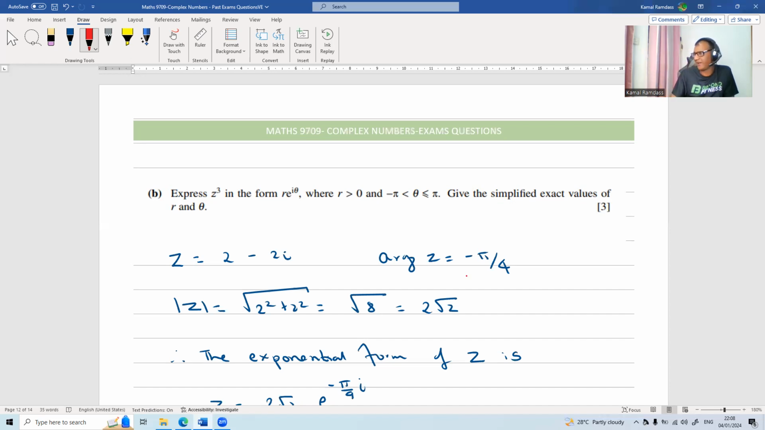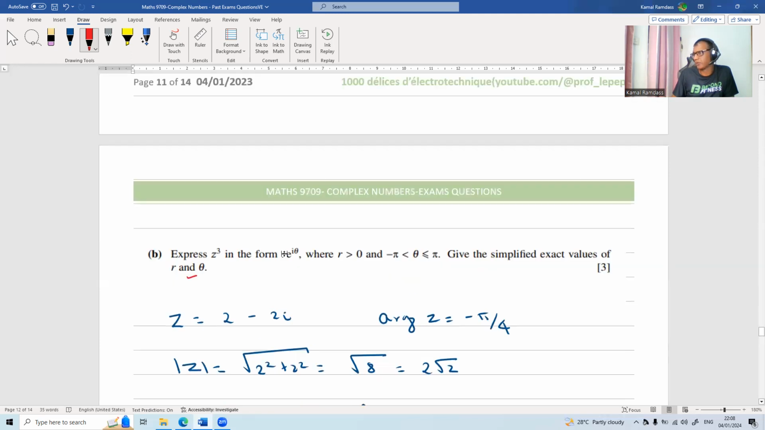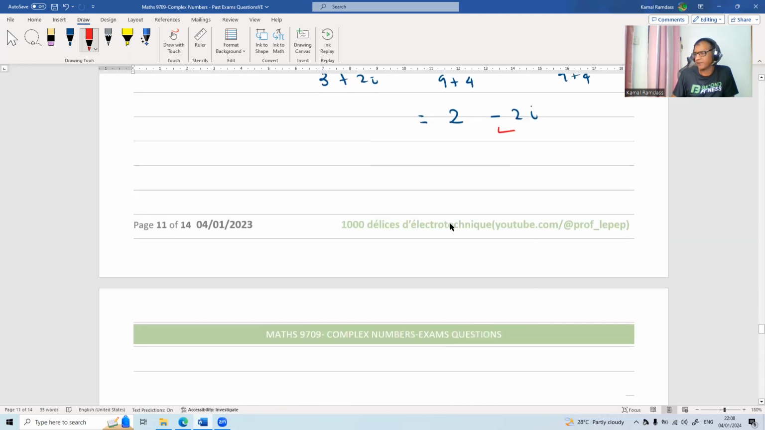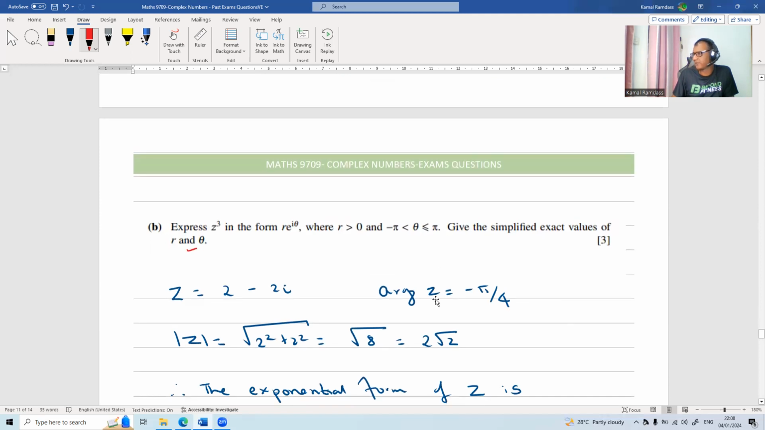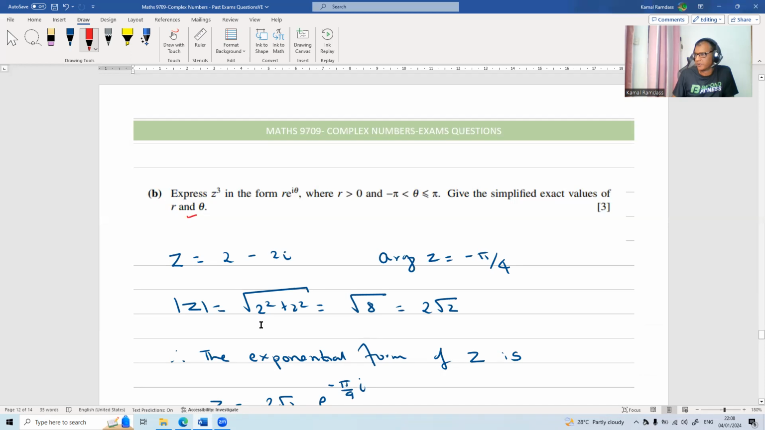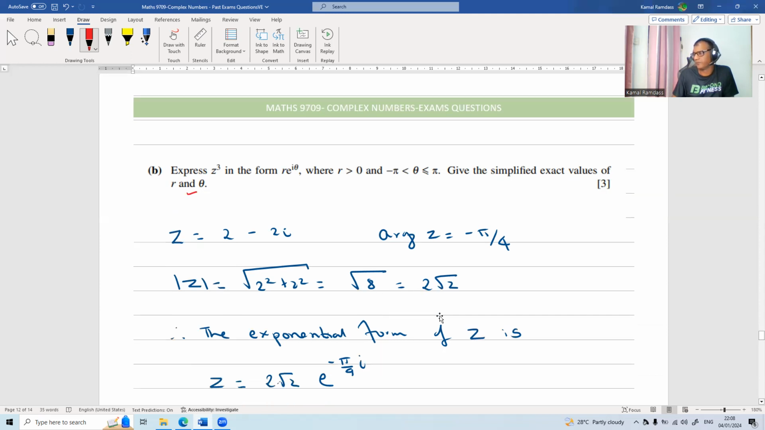Give the simplified exact values of r and theta. Bon, z is equal to 2 minus i. Nous le connaissons. Nous le trouvons. Argument de z, c'est minus pi by 4. Ça aussi, nous connaissons. Modulo de z, ça nous pas connaît, nous calculons là. 2 to the square plus 2 to the square under root, root de 8, divine 2 root de 2.